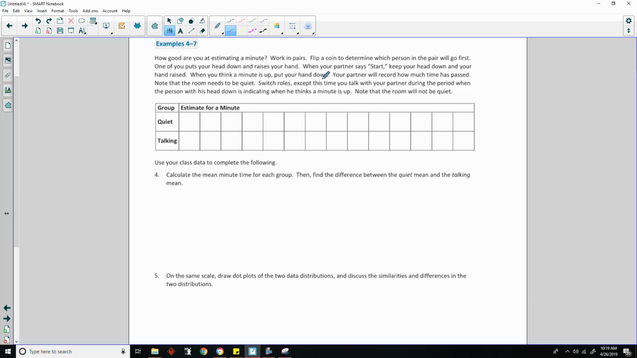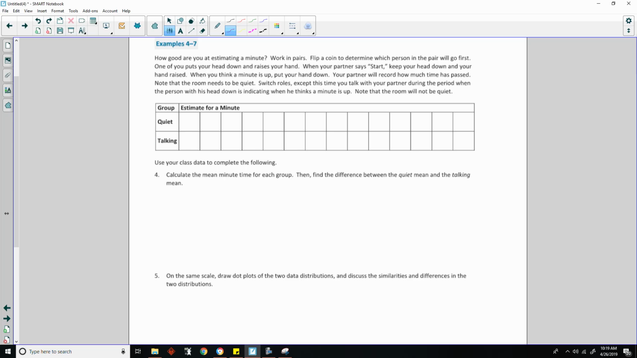Switch roles, except this time you talk with your partner during the period when the person with the head down is indicating when he or she thinks a minute is up. Note that the room will not be quiet. Okay, so one, you do it when it's quiet. Two, you do it while someone's talking, so there's a distraction.